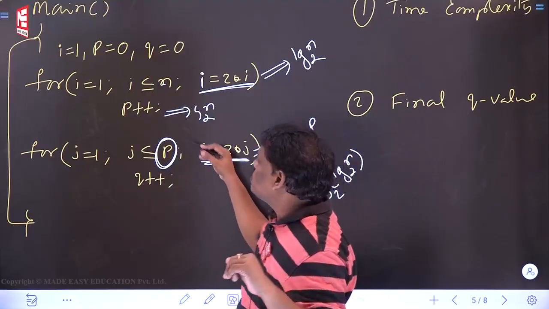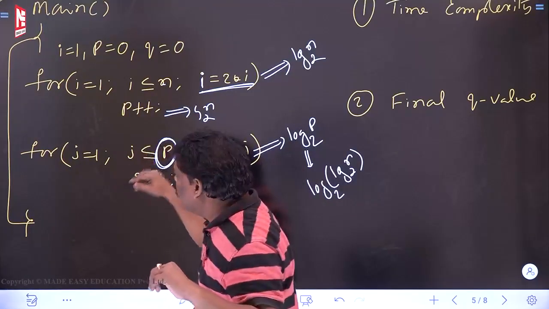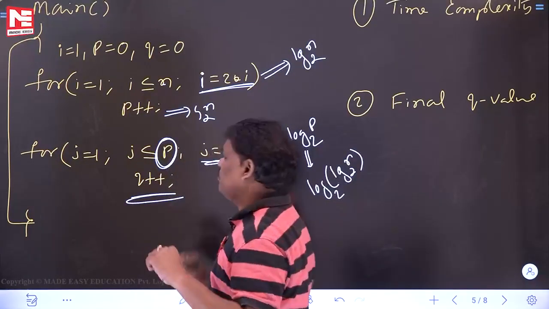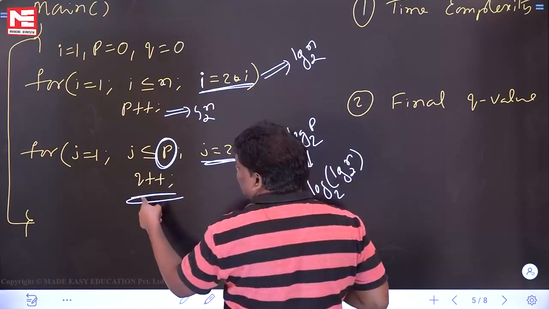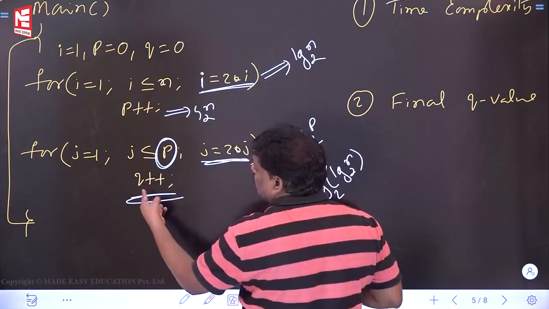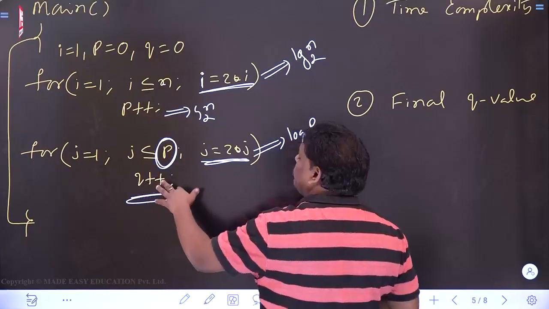Now one more thing I want to ask you. Whenever this loop runs, how many times? Log n times. Every time q will increment. This loop is log n times, right? Every time q is incrementing. So finally this q value becomes log n.